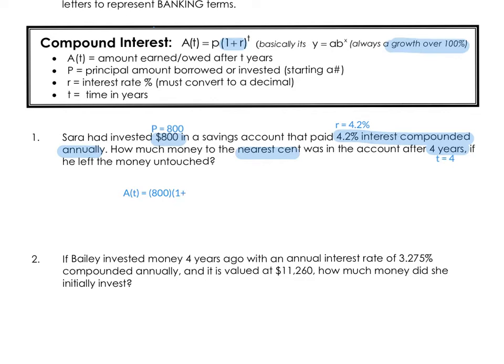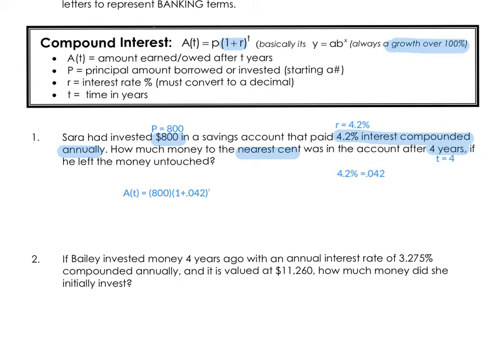Remember, we have 4.2%, but I can't just take the 4.2 and put it in. I have to change that 4.2% and make it a decimal that can then be put into my formula. So this becomes 0.042, or 42 thousandths. That's going to go in place of r in my formula that I had originally written, the 1 plus 0.042, and then raised to the t power.